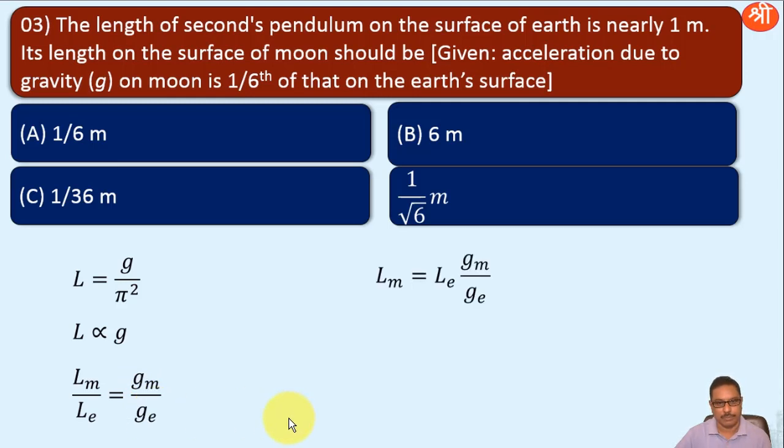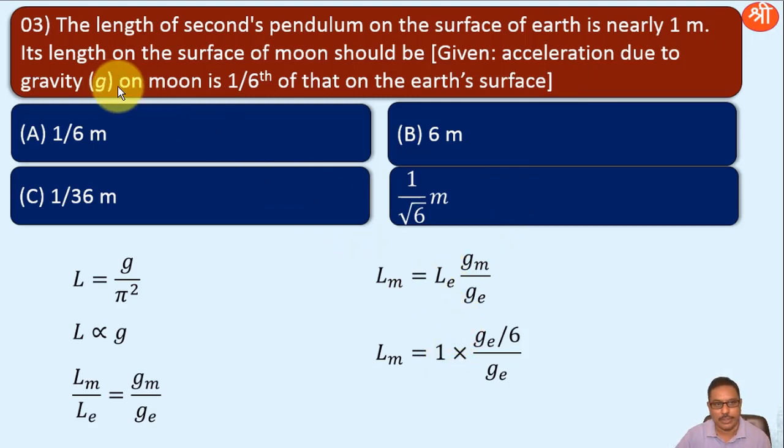Now here, from that we can write Lm equal to Le into Gm upon Ge. This Le is taken on right hand side. From this we can get Lm equal to 1, because Le is 1, that is given. Length of seconds pendulum on Earth is 1, that is given.